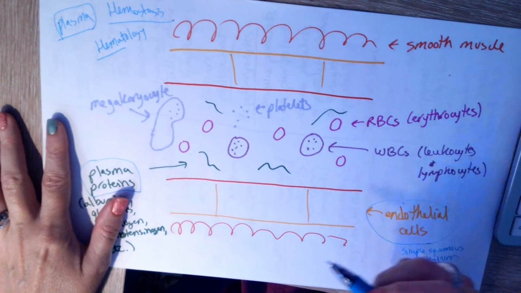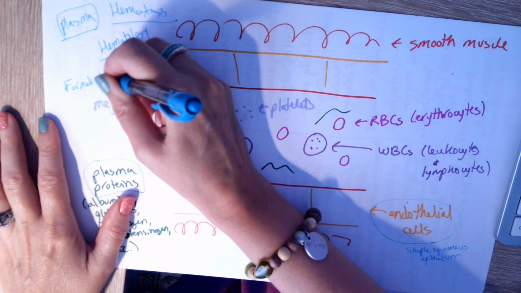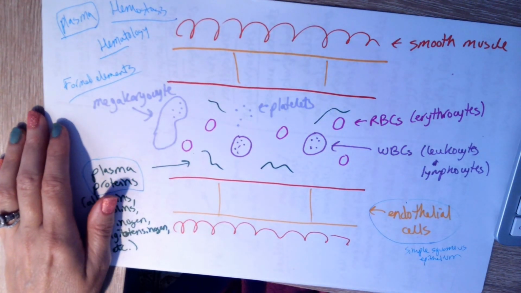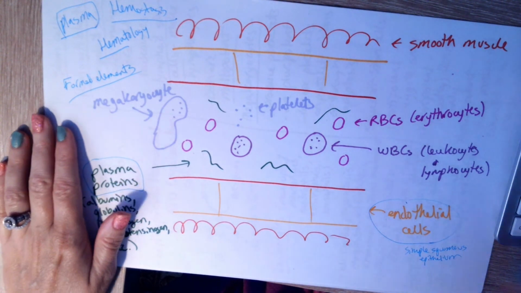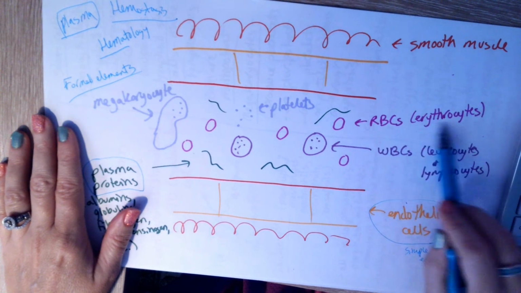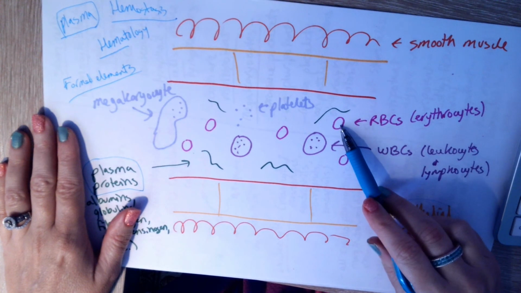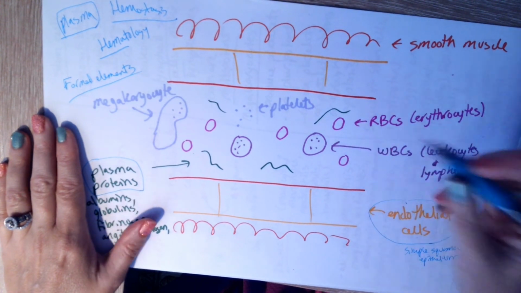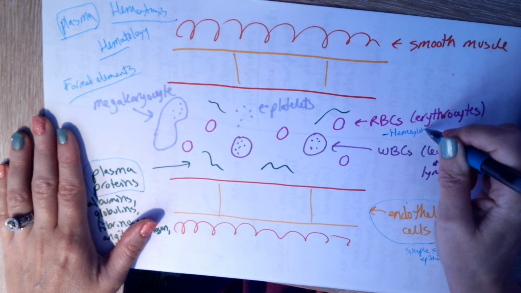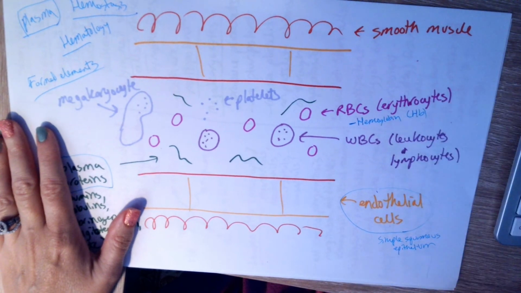Then we have what's called the formed elements. And these are things that are cells or parts of cells that are going to be present in the blood doing various things. So for one, we have red blood cells, or erythrocytes. And these are the cells that have the job of carrying oxygen, essentially. They have hemoglobin in them, and oxygen binds to hemoglobin. Hemoglobin can be abbreviated as Hb.